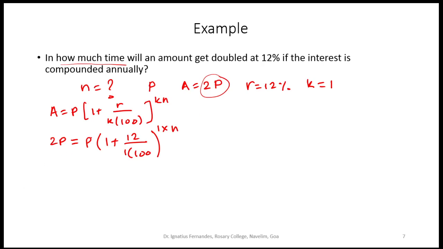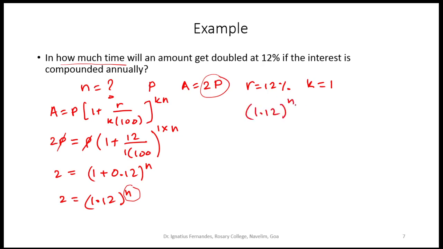So we can cancel this P here. So I have 2 is equal to 1 plus 12 upon 100. So 1 plus 0.12 raised to N, or 2 is equal to 1.12 raised to N. So from this I want to find out what is this N. So we are looking at 1.12 raised to N is equal to 2.